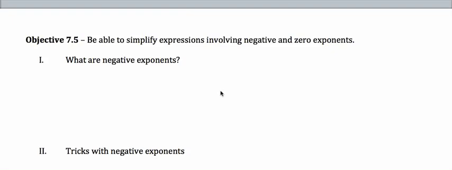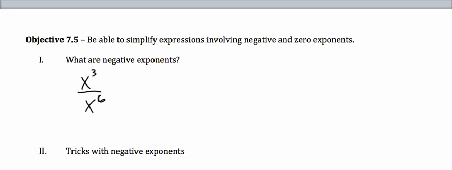All right, everybody, today we are looking at negative and zero exponents. So first, what we need to do is figure out what a negative exponent is, or when it would even come up. Let's start with a specific example, because you know how to do this one already. Let's do x to the third over x to the sixth.